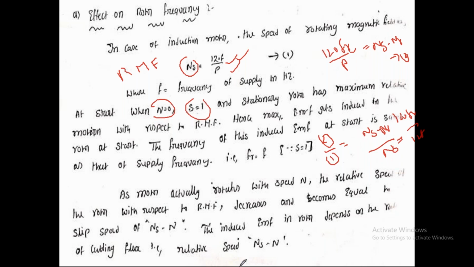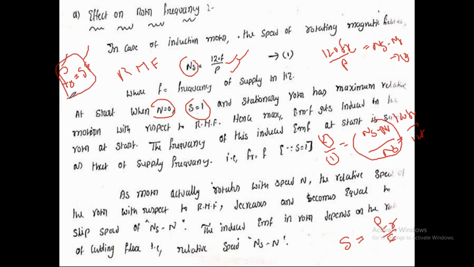Now what do you get from this relation? What is the formula of this? The left-hand side is the slip. So S is equal to Fr by F, as 120 gets cancelled. Finally you will get Fr is equal to S into F. Here Fr is the rotor frequency and F is the supply frequency, with S the slip.